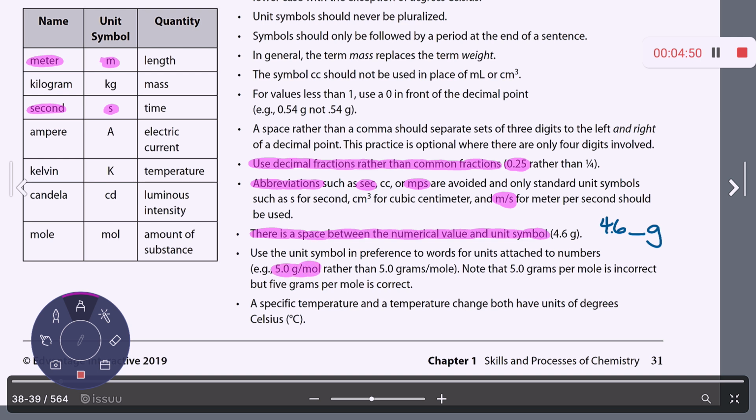So here they're showing you g for gram over mol for mole, instead of writing out grams as a word and moles as a word. That would be deemed incorrect. And then lastly, when you've got temperature, remember the degree symbol goes in front of the C or the F, okay? Let's take a look at the next page.